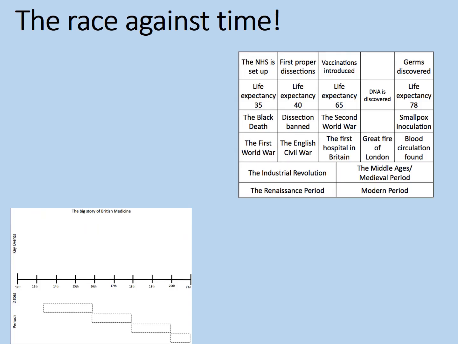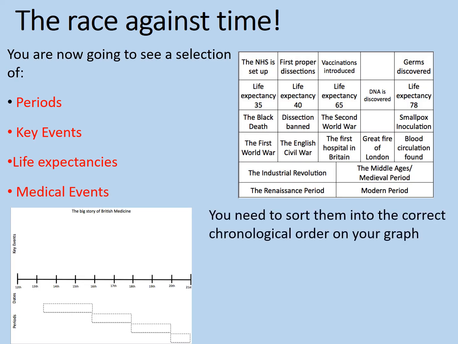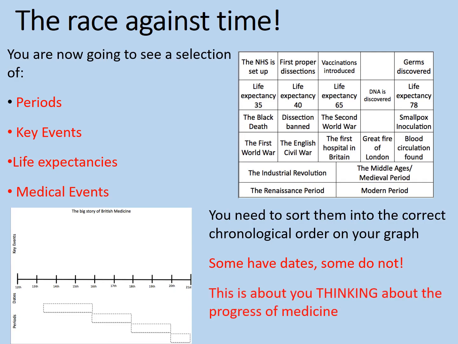The race against time. You are now going to see a selection of periods, key events, life expectancies and medical events. You need to sort them into the correct chronological order on your graph. Some have dates, but many of them do not. This is about your thinking about the progress of medicine. So it's well worth doing these in pencil so that if you need to make any corrections or if you change your mind as you're going along, you don't ruin your timeline.